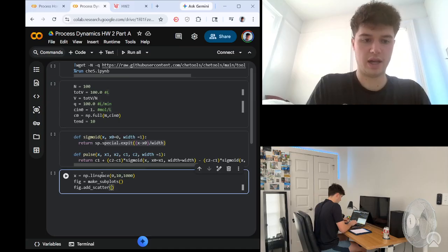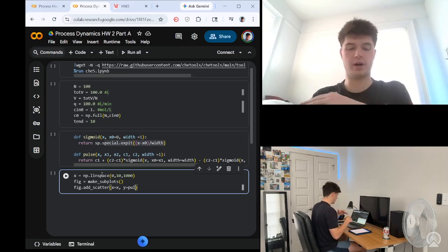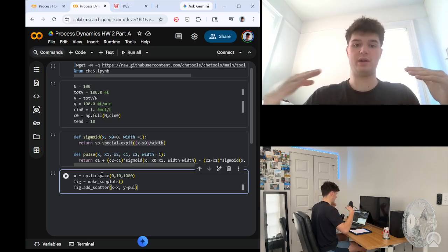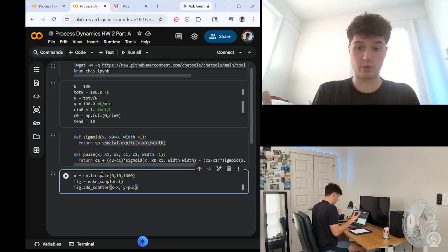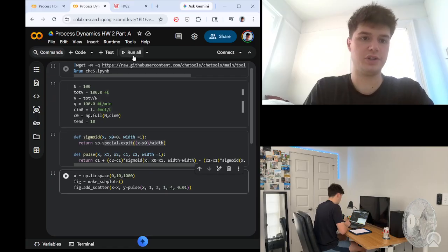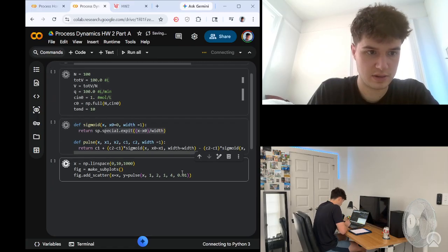And then we want to make a scatter plot, and the scatter plot is simply going to be made of the values that we already created. So x equals x, and then y is going to be equal to the pulse. Essentially this is going to show on the bottom x, and then we'll have a line which will be your y, and that will show that pulse. That is what we're looking for, if there are no errors. And that pulse is going to be equal to x, and then 1, and then 2, back to 1, 4, and then 0.01.